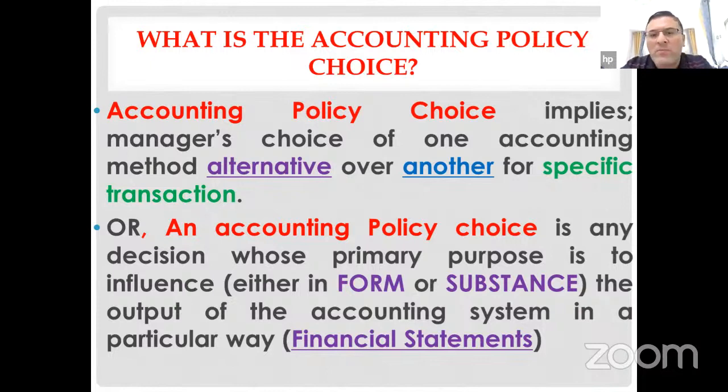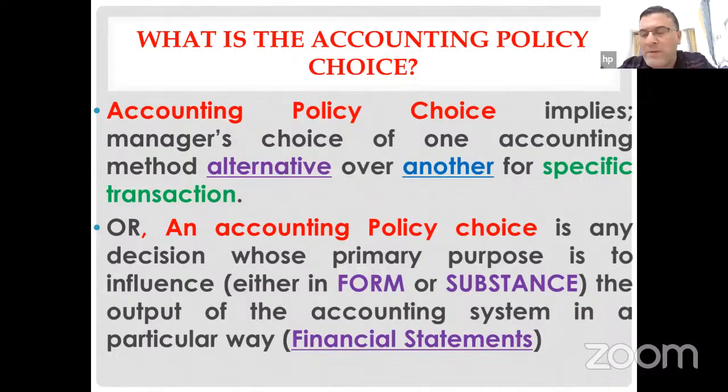First one, we can say accounting policy choice implies managers' choice of one accounting method alternative over another for a specific transaction. Another definition: an accounting policy choice is any decision whose primary purpose is to influence, either in form or in substance, the output of the accounting system in a particular way. And for sure you know that the output of the accounting system is the financial statements.